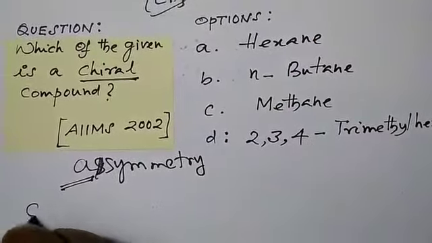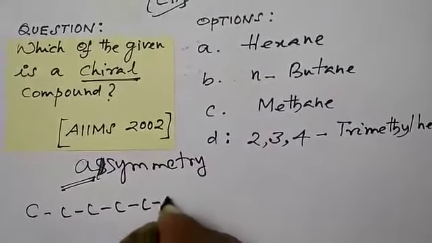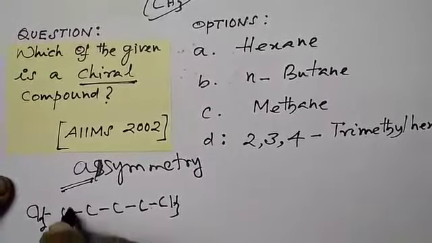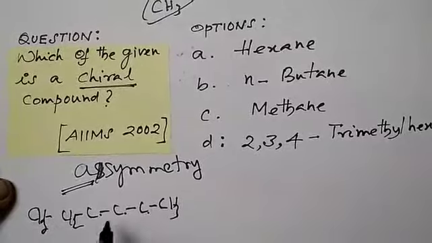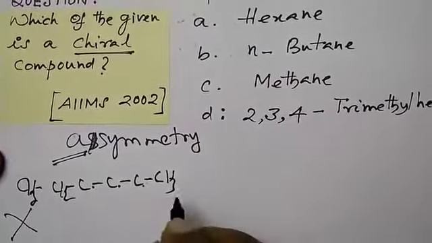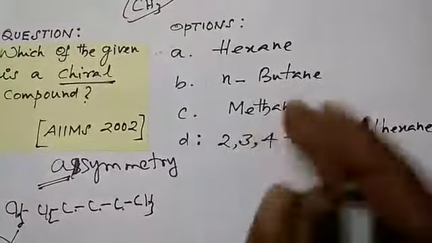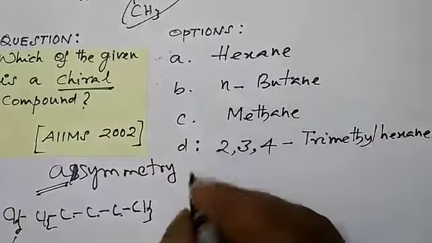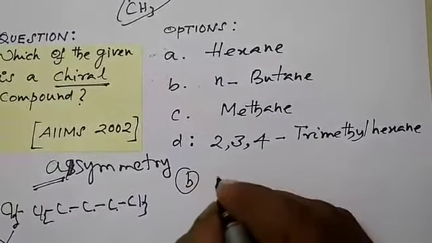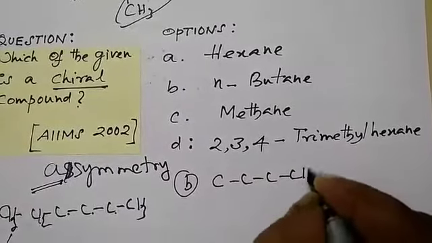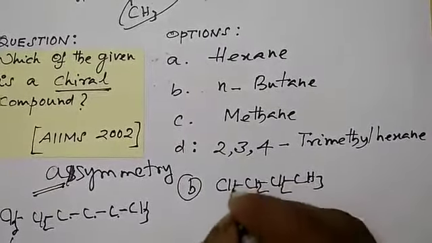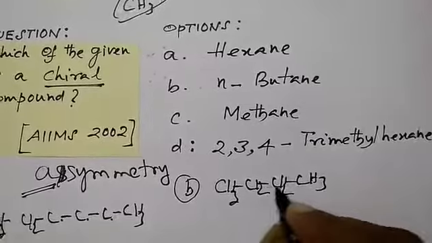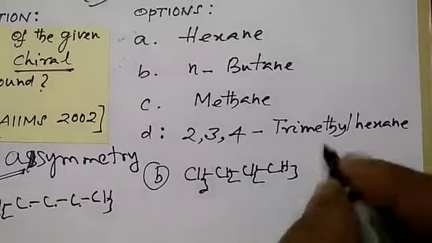Hexane. Draw hexane, which has 6 carbon atoms. That's all, there is nothing else. Everything is CH2, CH2, CH2, CH2. There is no asymmetric carbon. Next, n-butane. Everything is normal, so it does not have one. Without doing it we can find out, but anyhow, for teaching, I am going for the B option, which is n-butane. 1, 2, 3, 4, normal butane. Here the 2 hydrogens are similar, so this is also not asymmetric.